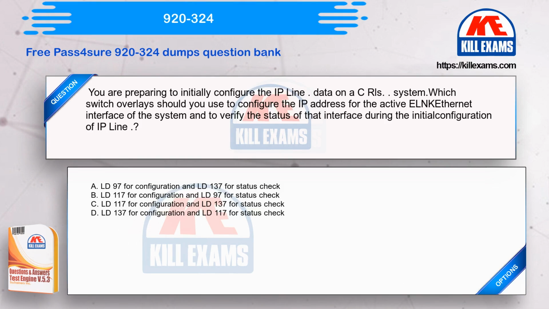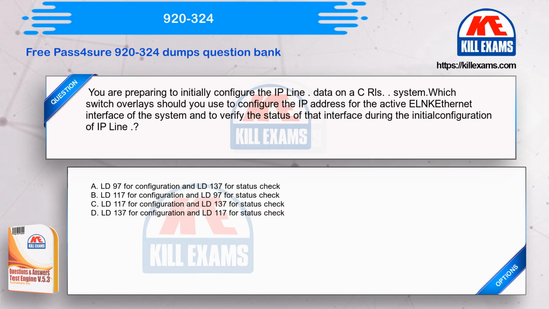You are preparing to initially configure the IP line data on a CRLS system. Which switch overlays should you use to configure the IP address for the active ELAN Ethernet interface of the system and to verify the status of that interface during the initial configuration of IP line?